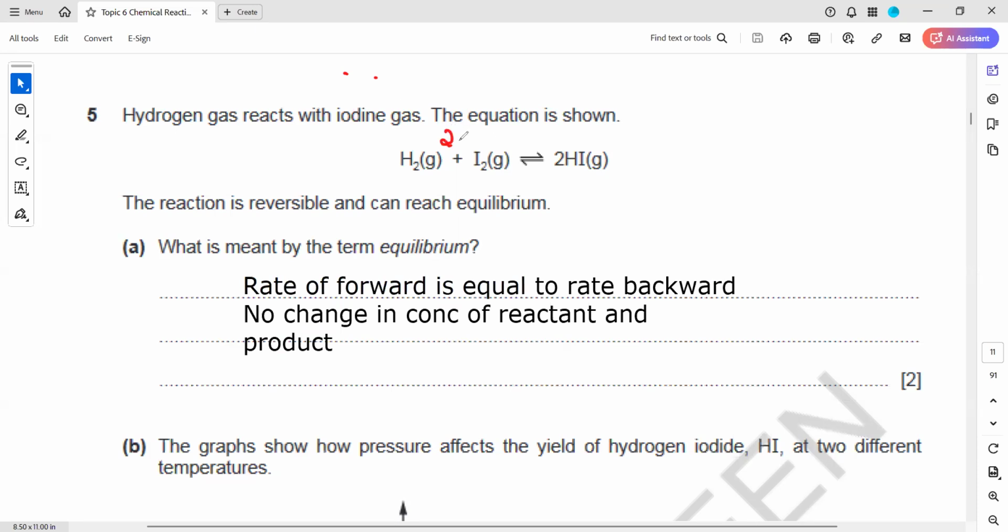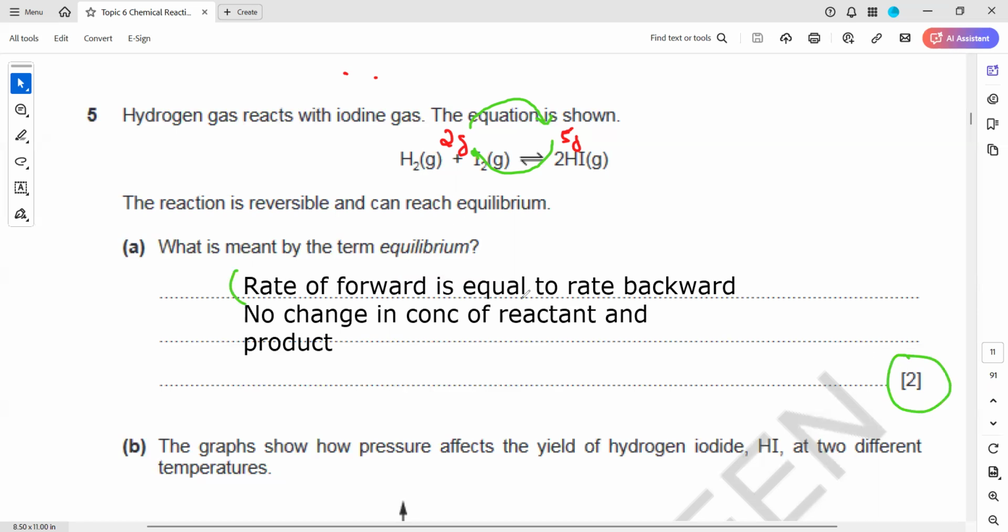Let's say you were having 2 grams of the reactant and 5 grams of a product. When it reaches equilibrium, out of 2 grams, when 1 gram forms the product, at the same time 1 gram will form back the reactant. So the forward and the backward reactions happen with the same speed. That's why the amount of reactant and product does not change. That is the condition of equilibrium. That's how you score 2 marks.